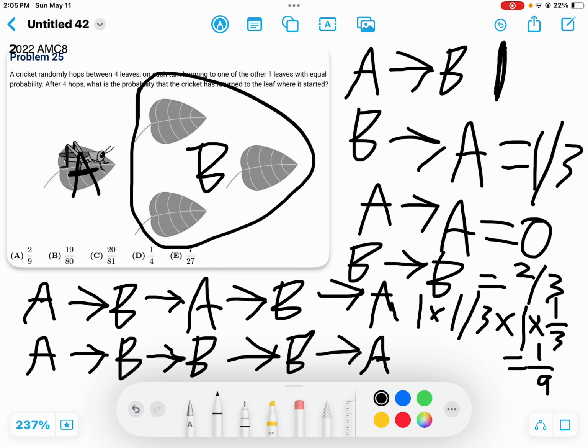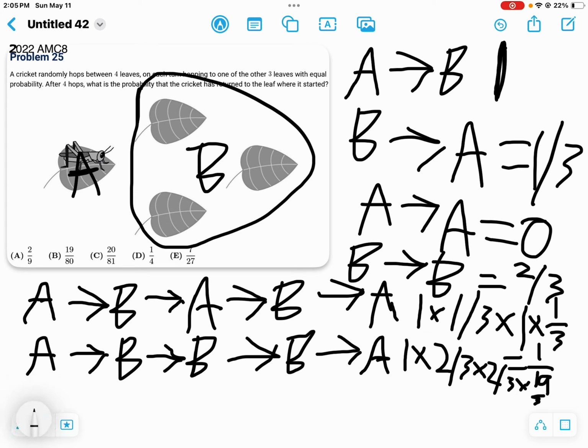Our next one, A to B has a probability of 1. B to B has a probability of 2/3. B to B once again has a probability of 2/3. And B to A has a probability of 1/3. This gives a probability of 4 out of 27.